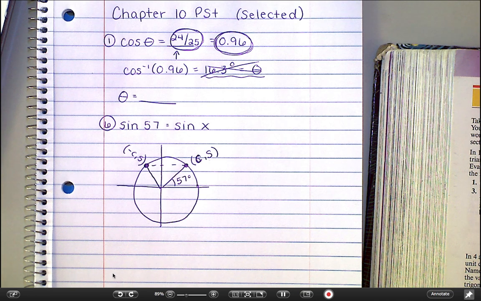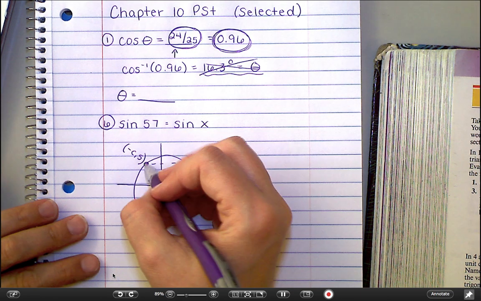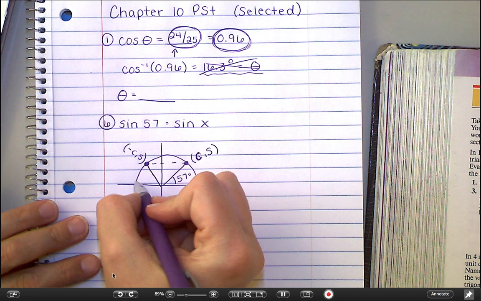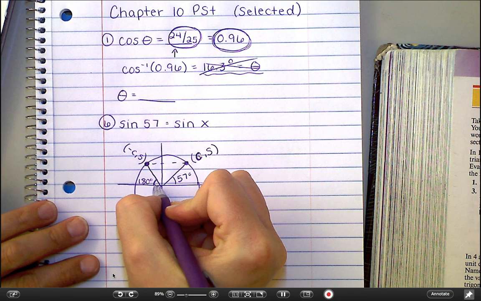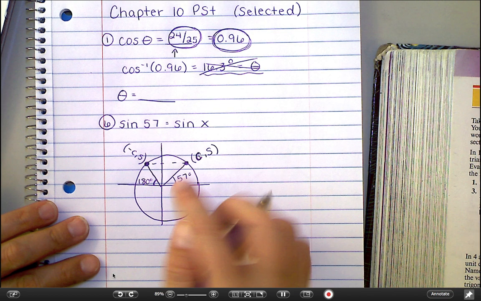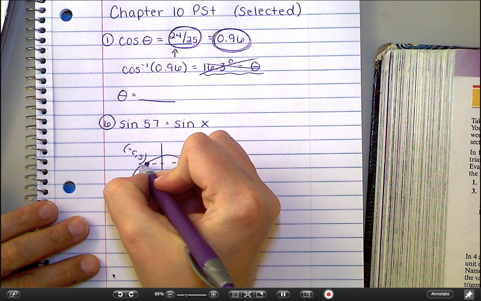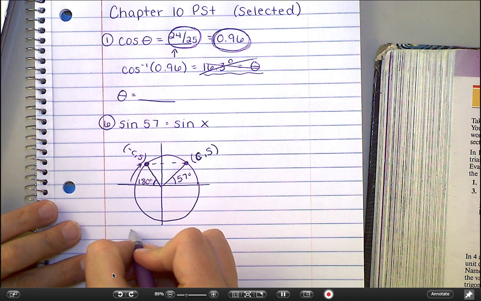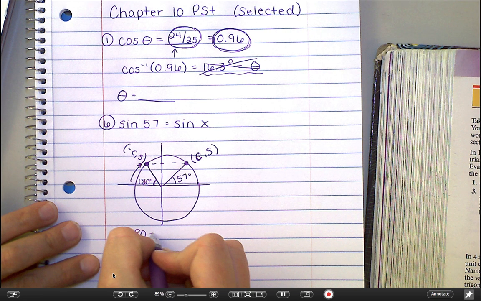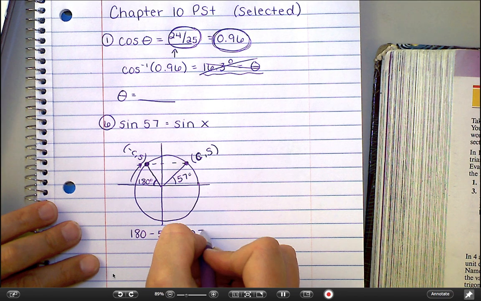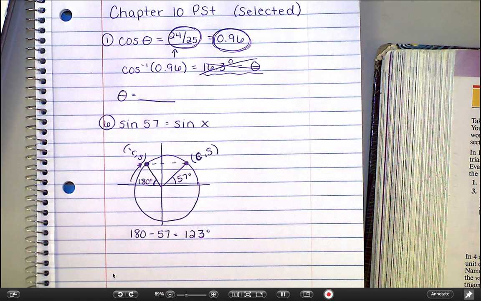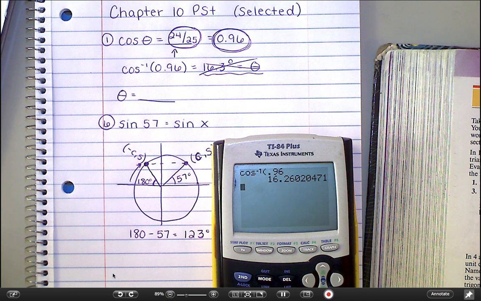To figure out what angle this is, I know that this is 180 right here, and this must be a 57 degree angle because this is a 57 degree angle. So I'm going to backtrack from 180 by 57 degrees. I'm going to go 180 minus 57, and I get that that's 123 degrees. So if you check in your calculator here, sine of 57 is 0.8386.